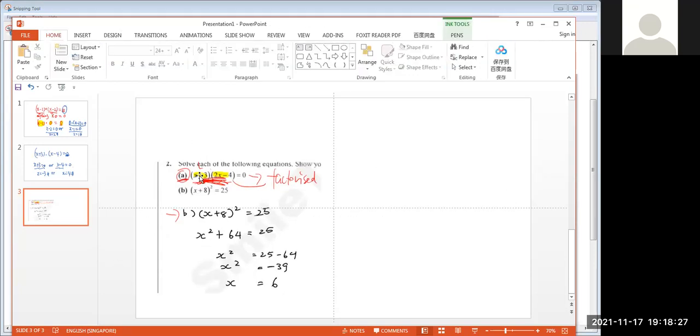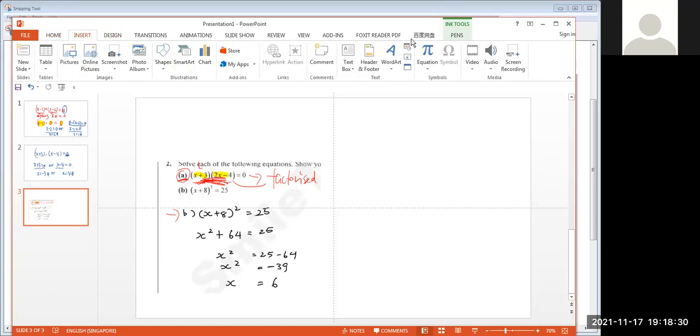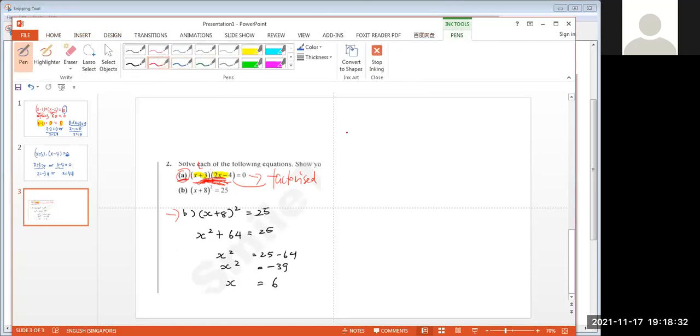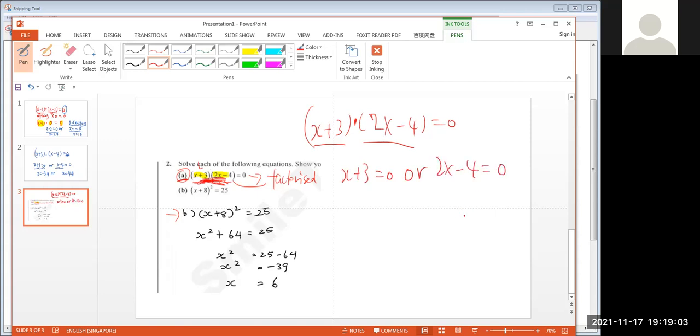Okay, so over here, the question is x plus 3, and then you have 2x minus 4 equals 0. So in order for, there is a times in between, okay? They did not label it, but you can actually label it yourself, just to remind yourself they times each other. All right, so in order for this multiplication to be 0, you can take x plus 3 is equal to 0 or 2x minus 4 equals 0. So does it make sense to you?